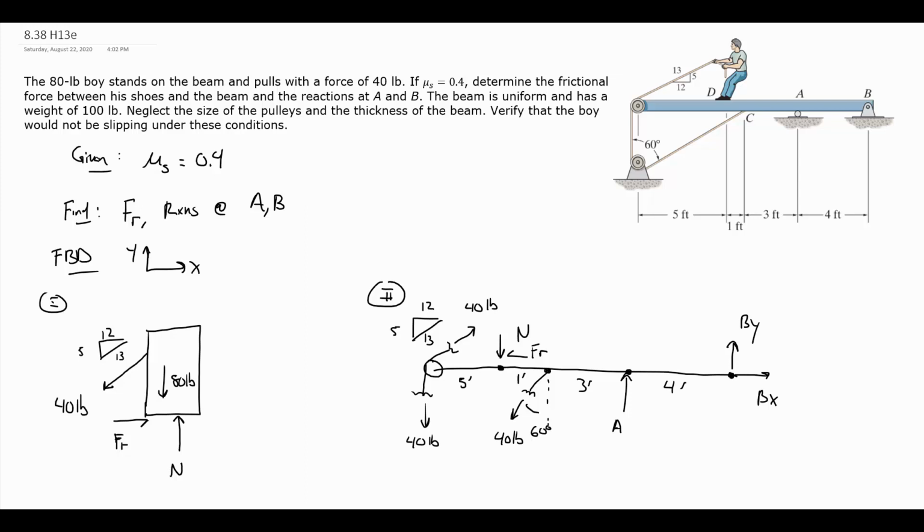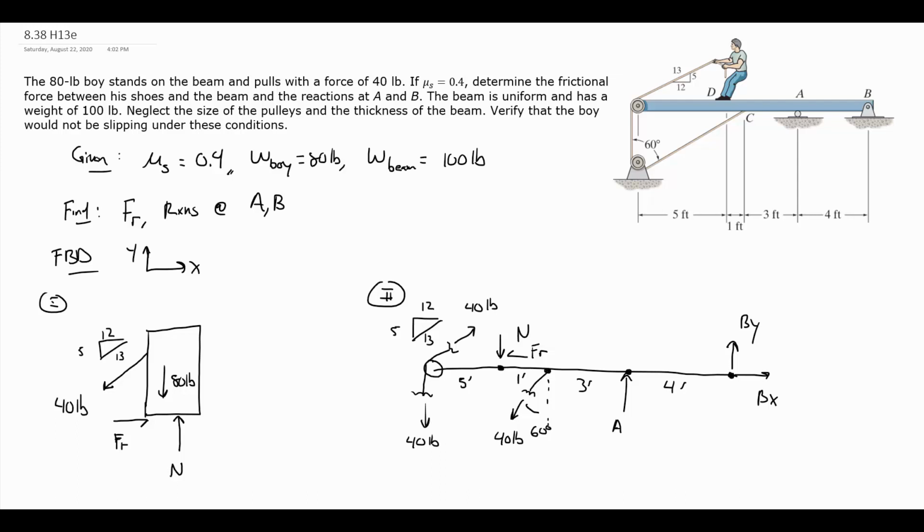And finally, we don't want to forget about this. I really should put in the given, really the weight of the buoy. I'll put it here so we don't forget what the difference is: it was 80 pounds. But we actually do have the weight of the beam to contend with, of 100 pounds. It's uniform and has a weight of 100 pounds.